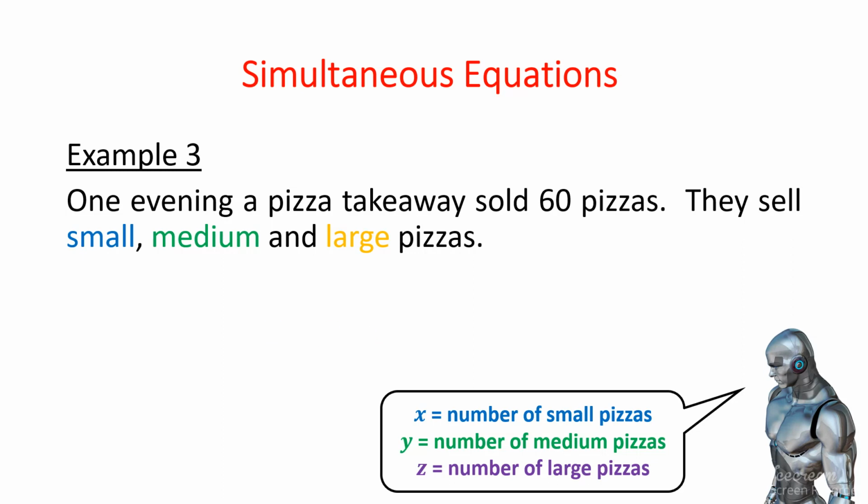So now I can write this equation. X plus y plus z, the number of small pizzas, plus the number of medium pizzas, plus the number of large pizzas, must equal 60, because we sold 60 pizzas that evening.